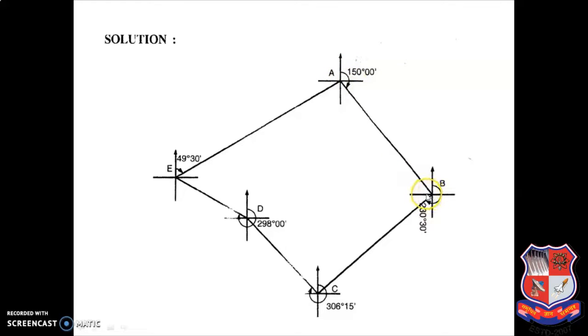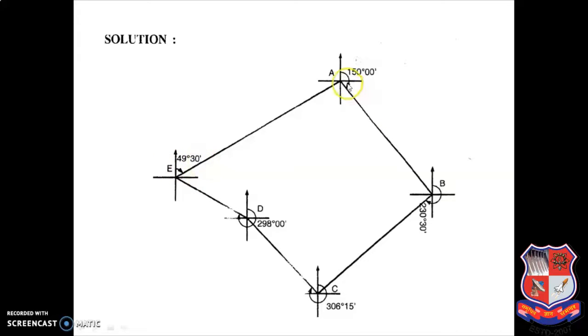Then I have drawn one line from B to C by taking the forebearing reading 230 degree 30 minute. Then I have drawn from C to D line by taking forebearing reading 306 degree 15 minute. Then I have drawn line from D to E by taking forebearing reading 298 degree 0 minute. And then I have drawn one more line E to A by taking forebearing reading 49 degree 30 minute.